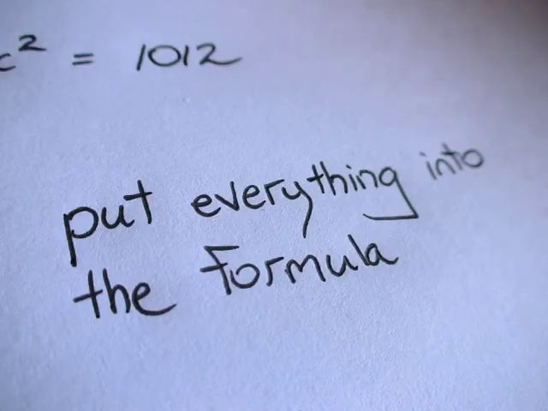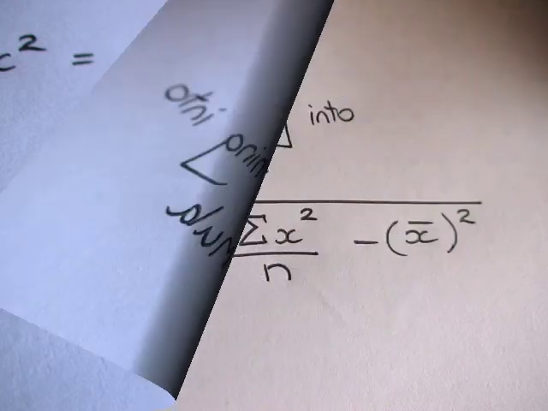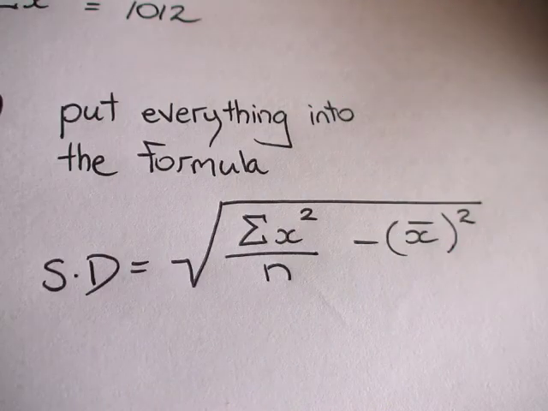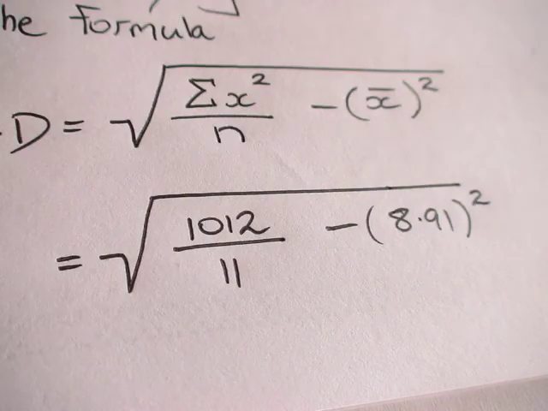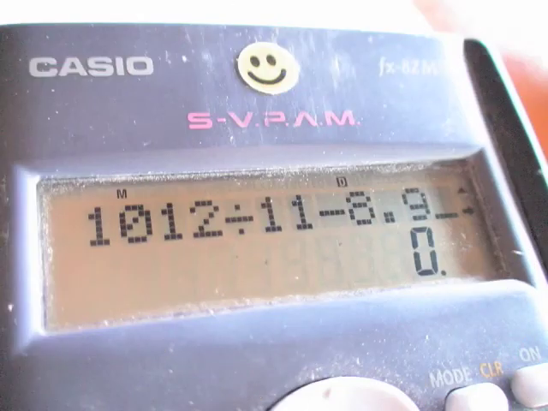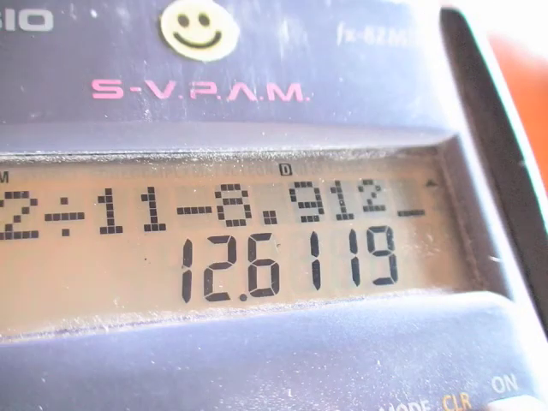Now we have everything to put into the formula. Here's our standard deviation formula again, and we have sigma x squared, the sum of the squared scores, is 1012. Number of scores, 11. The mean, 8.91. Now we're going to deal with, on the calculator, everything under the square root sign. So we simply type in 1012 divided by 11 minus 8.91 squared. The calculator value, 12.6119.